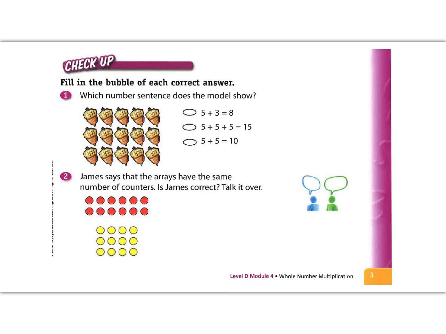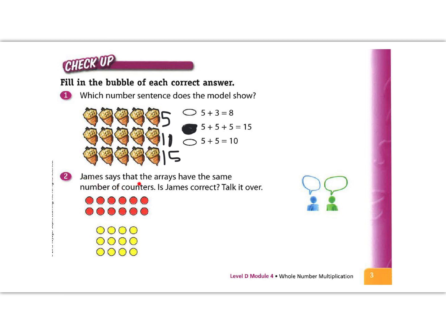Okay, here's the checkup. It says, fill in the bubble of each correct answer. Which number sentence does the model show? Well, here we have 1, 2, 3, 4, 5 acorns in the row, and there's 3 rows of 5. So it couldn't be 5 plus 3 because there's more than 8 here. But the second one, 5 plus 5 plus 5, makes sense because 5 plus 5 is 10, plus 5 is 15. So it is the second one there.